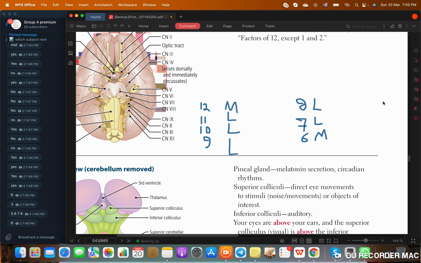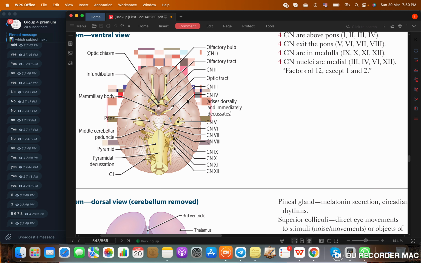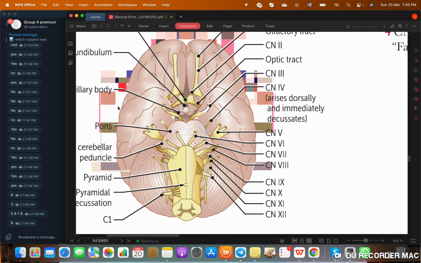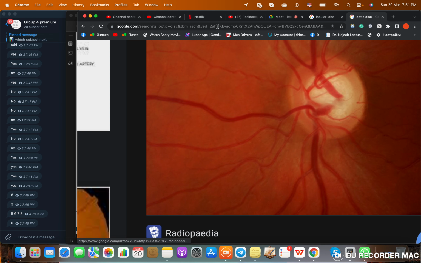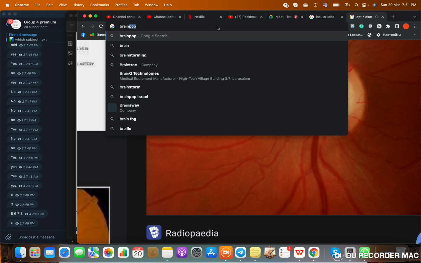Now we have the last 2, which are cranial nerve number 3 and number 4. They both come from the midbrain. It's difficult to visualize in this area, so I want to look from another angle. You can see that they put cranial nerve number 3 and cranial nerve number 4 here, but you cannot visualize it well. So I would like to show it to you on a better image.